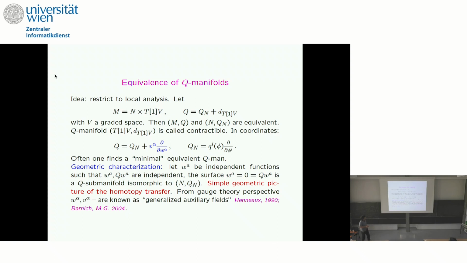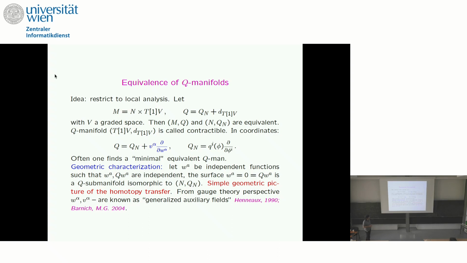This picture can be made more geometrical, it can also be done globally, but I don't have time to talk about this. And it's useful to think of this as fixing certain coordinate functions W, such that W and QW are still independent. And then this surface gives you a submanifold in a Q-manifold. And this gives a simple picture for what's called homotopy transfer. This is a tricky thing: if you see something equivalent, but the things look completely different, the general rule is you need to look for a homotopy transfer which relates them. So some apparently different things usually are related by homotopy transfer. It's an interesting story, but in physics it was known for a long time under the name of generalized auxiliary fields or even just contractible pairs in the context of local BRST cohomology.